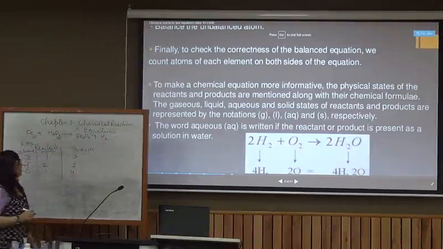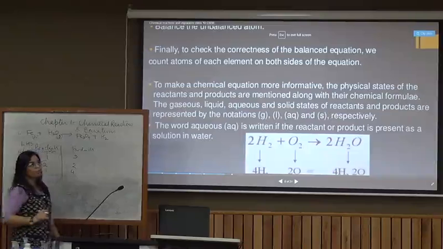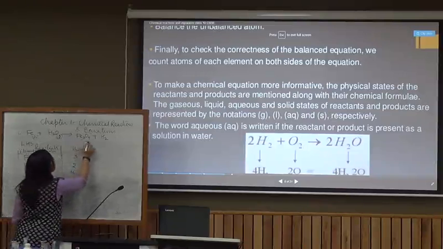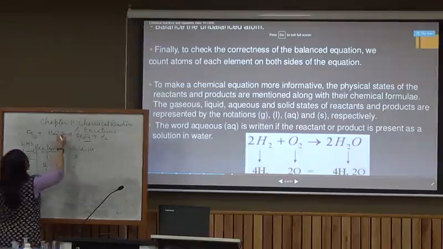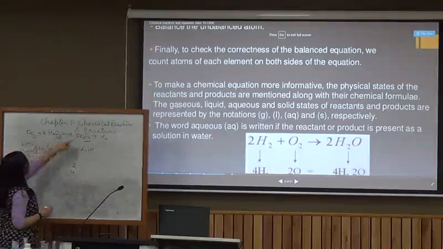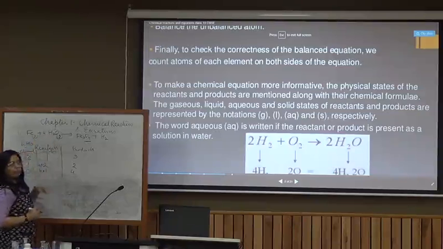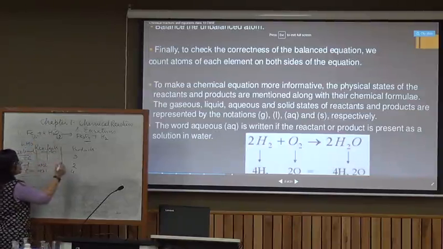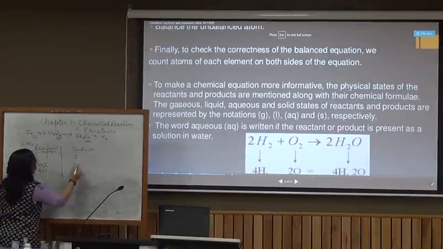Now how do we begin? We first look at the element which is in the highest quantity. In this case it's the oxygen which is in the highest quantity. Oxygen is 4. There are 4 atoms of oxygen among the products. So we multiply this H2O by 4 to obtain 4 here. But as soon as we multiply this by 4, even hydrogen gets multiplied by 4. So we get 8 atoms of hydrogen among the reactants, but there are only 2 among the products.